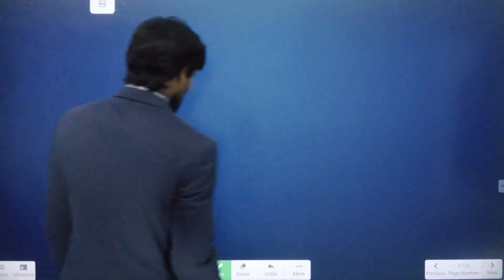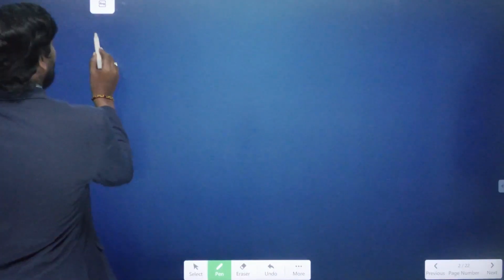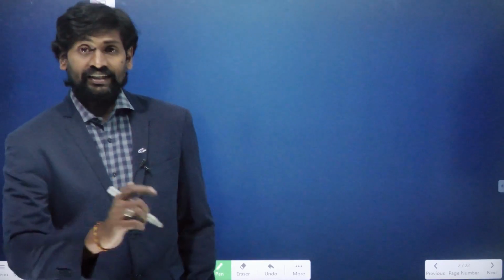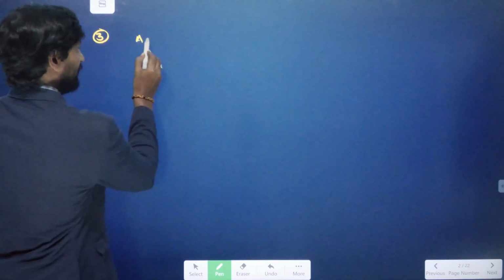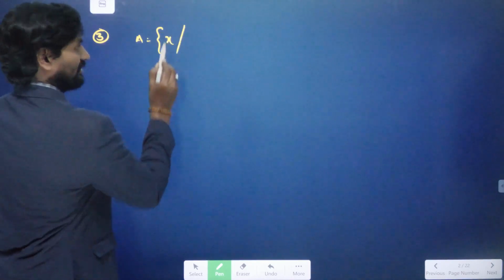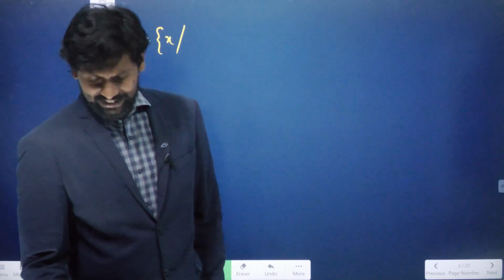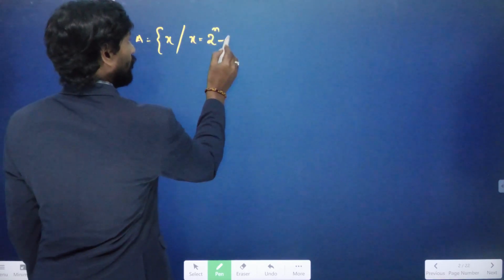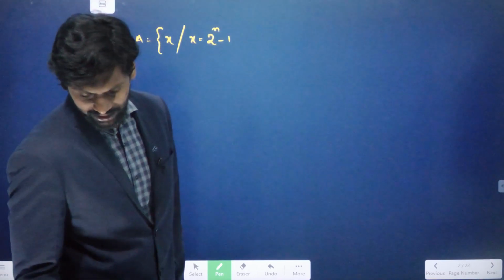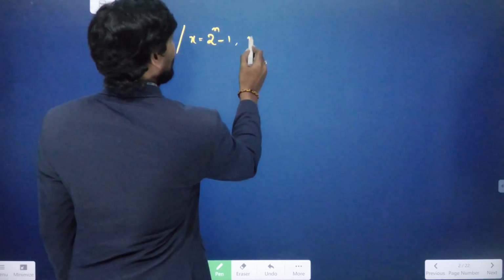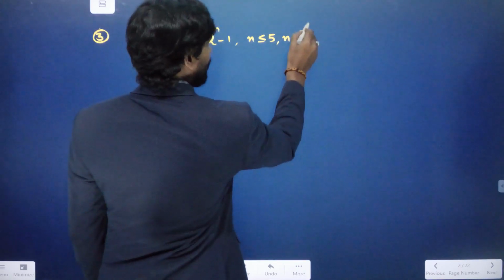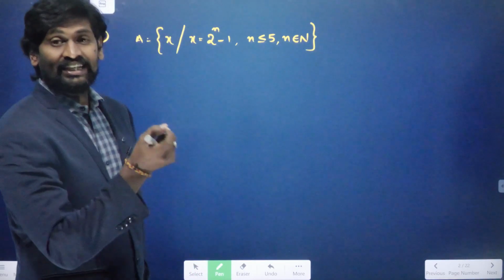Let us move on to the next question. The third question is given that set A is given with two conditions: x such that x equals 2 power n minus 1, where X is in the form of 2 power n minus 1, and n value is less than or equal to 5, and n you should take from the set of natural numbers.